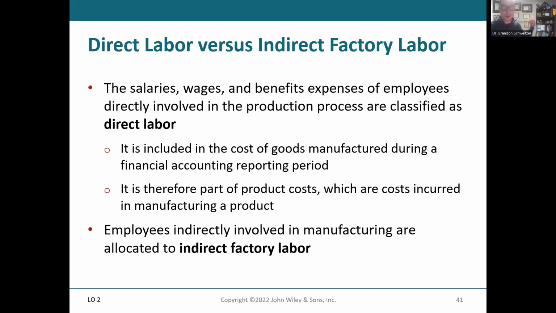Indirect labor, those are your supervisors. They're not physically touching the product. They're not directly involved. It's indirectly.